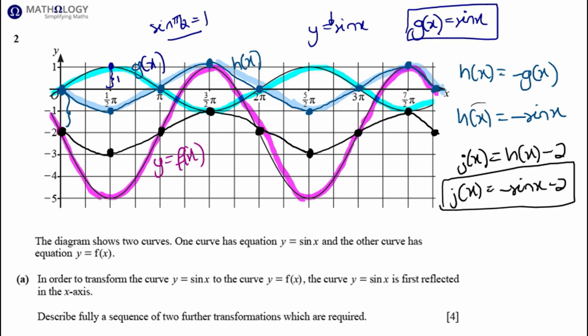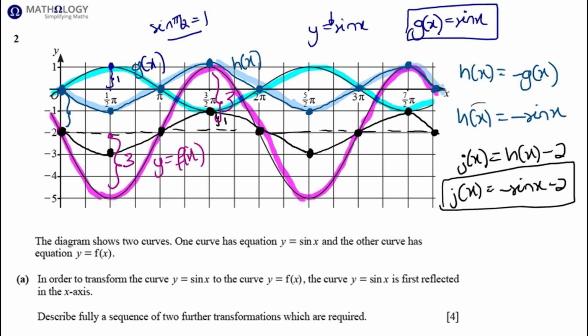So just looking at the amplitude of j of x, we can see that the amplitude is 1, and for f of x, that amplitude is 3 units. So whichever way you want to look at it, minus 2 to minus 5 or 1 to minus 2. So the amplitude of j of x is minus 1. The amplitude of f of x is minus 3.